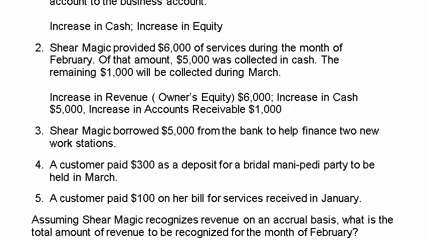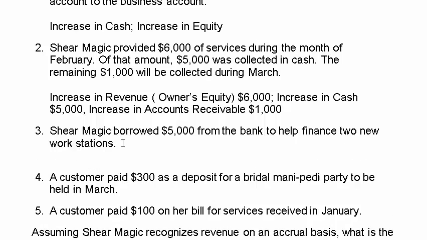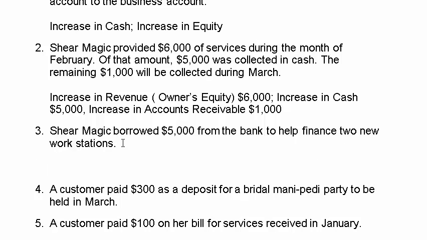Sheer Magic borrowed $5,000 from the bank to help finance 2 new workstations. Well, if we borrowed $5,000 from the bank, then we would have an increase in cash, and we would also have an increase in notes payable. And notes payable is a liability account. Remember, liabilities mean obligations. And if we borrowed money from the bank, it was probably a written obligation where we agreed we would pay back some amount, and that becomes notes payable.